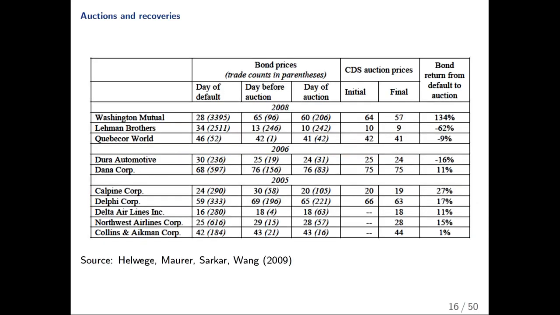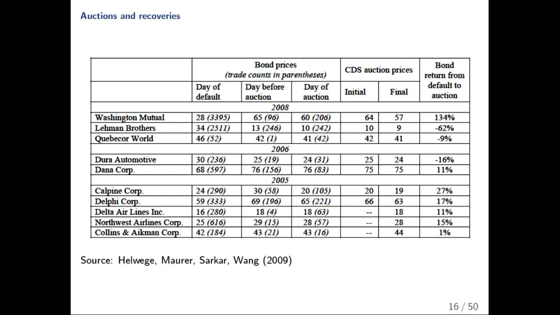So I've posted online a really nice paper on this by Helwig and co-authors, who looked at all auctions that had been conducted once cash settlement really started to be the most important determinant of the market. I'm giving you an example of a table here from the appendix, where they give you a bunch of outcomes of various auctions. So Lehman is in here, okay?